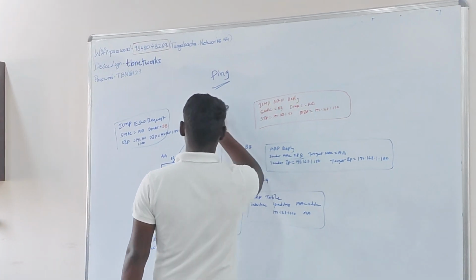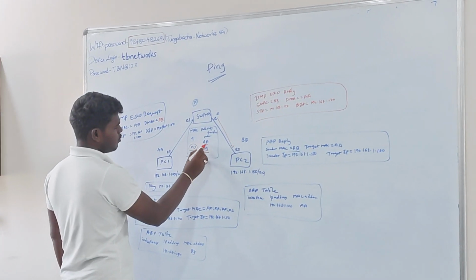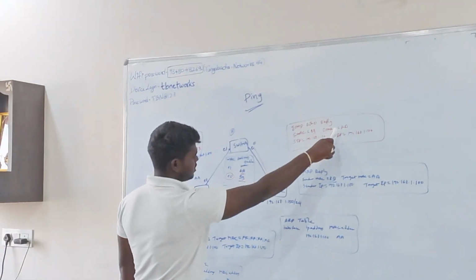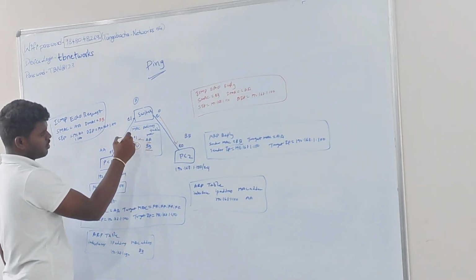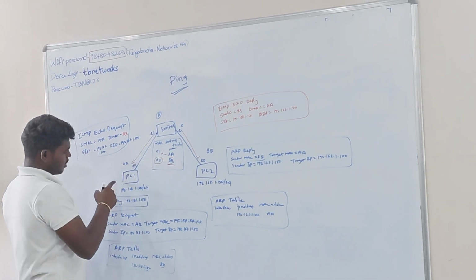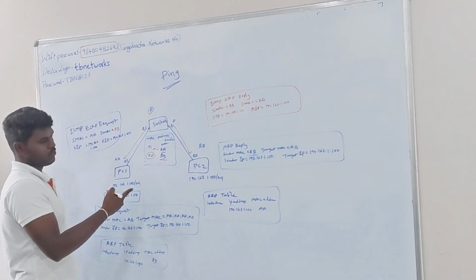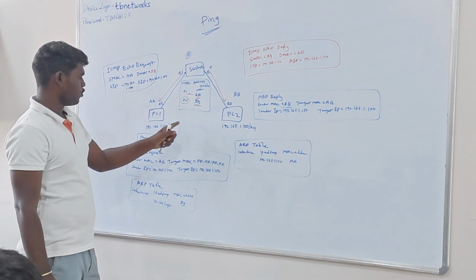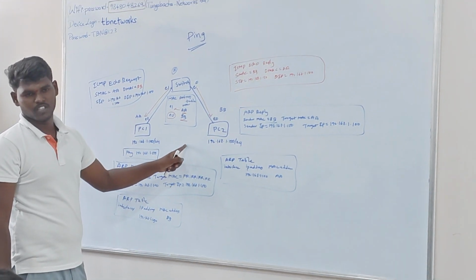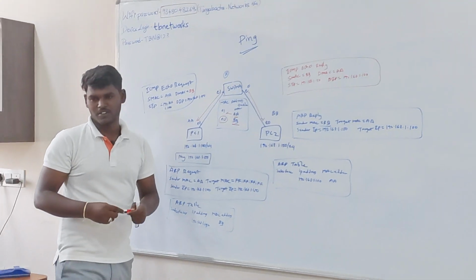It goes to the switch, which again checks the MAC address table. Here the destination MAC is AA, the interface for it is E1, so it exits through E1, and PC1 receives it. In this way, the ping is checked. We know there is reachability between the two devices. This is the backend process. Thank you.